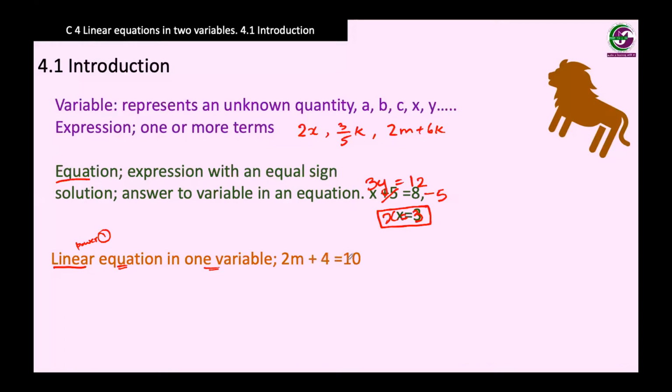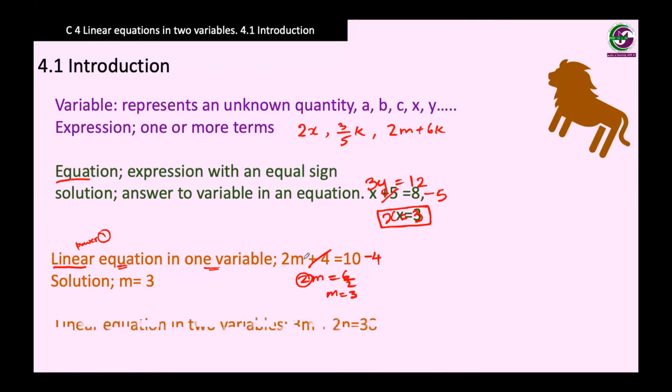So 2m plus 4 equal to 10. And what is the solution of this equation? So you can move it to the other side. Plus 4 can be changed to minus 4. So we can write 2m is equal to 6, times 2 changes to divide by 2. So m is equal to 3. So this is the solution. Again, solution means the value of that variable in that equation.